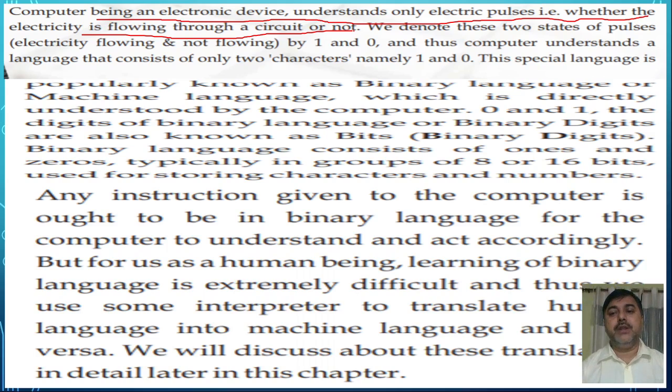Here we are denoting this particular thing, and as we denote it, we find there are two pulse rates. We know that electricity is either flowing or not flowing, isn't it? Electricity flowing and not flowing means 0 and 1. So there are only two different types of characters we are using, that is 1 and 0. This special language that we are using is a binary pattern of language.